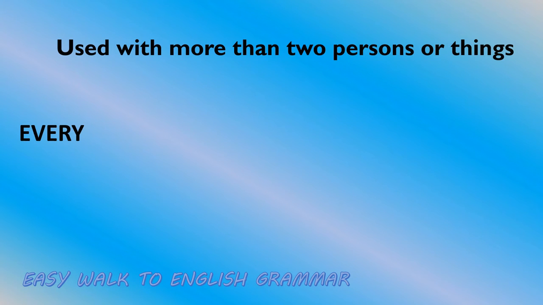Now let's move on to every, which is used with more than two persons or things. In contrast to each, every is used with more than two persons or things. The difference between each and every is that each refers either to two persons or things or to more than two persons or things. But in the case of every, the reference is directly to more than two persons or things. Have you understood?